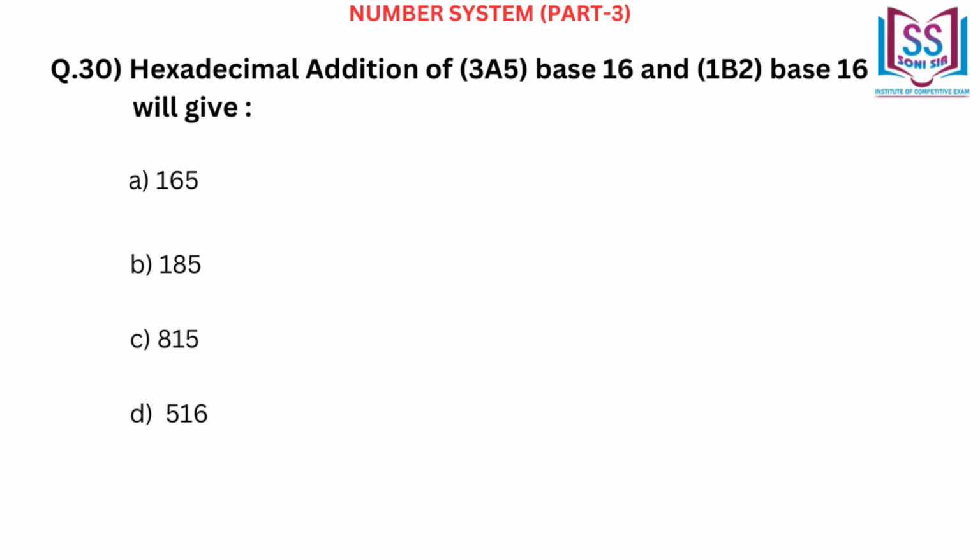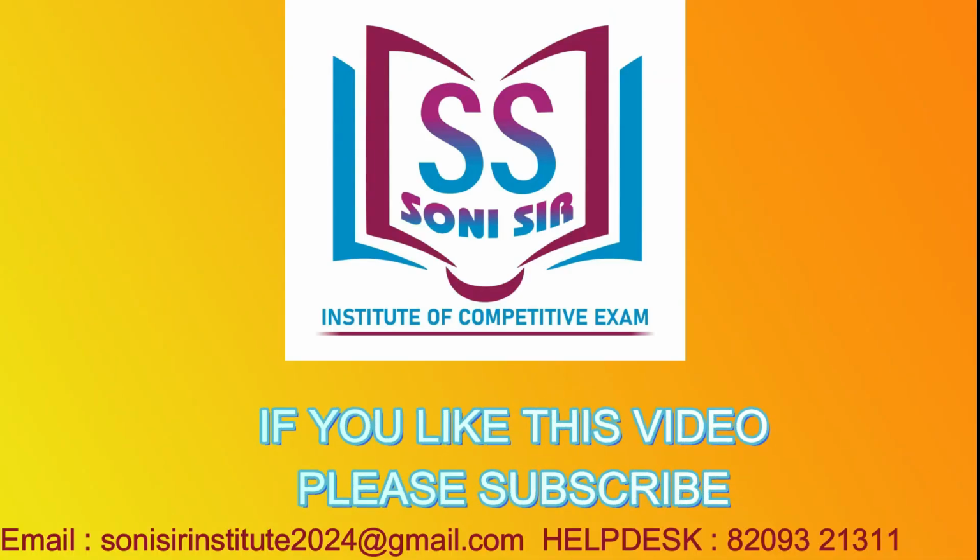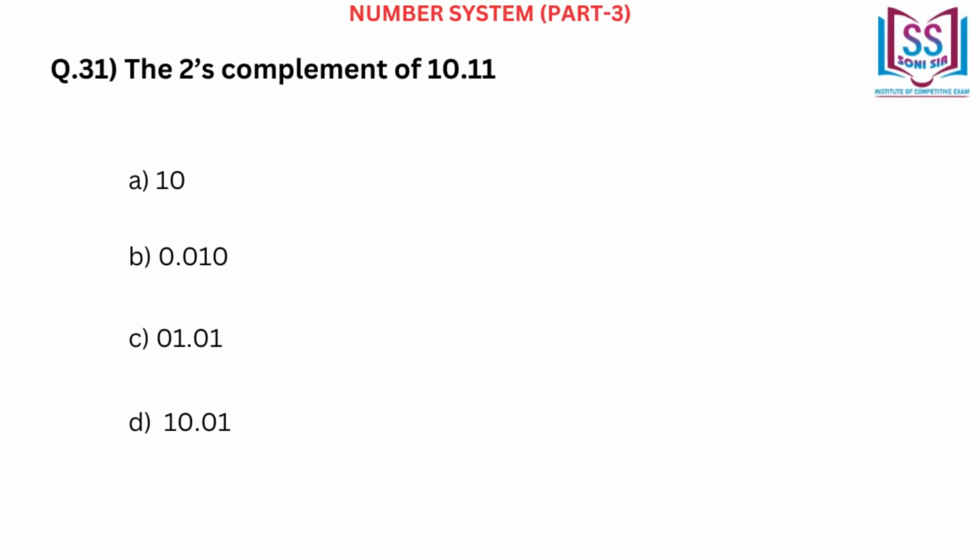Hexadecimal addition of 3A5 base 16 and 1B2 base 16 will give A 165, B 185, C 815, D 516. Correct answer A 165. The 2's complement of 10.11. A 10, B 0.010, C 01.01, D 10.01. Correct answer A 10.